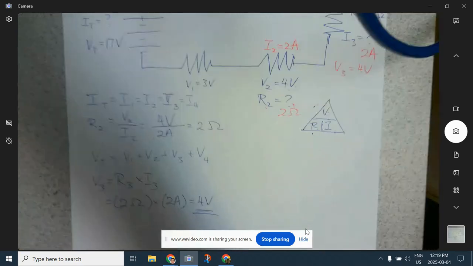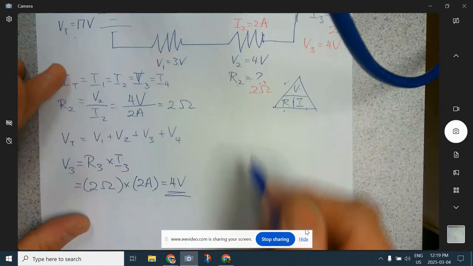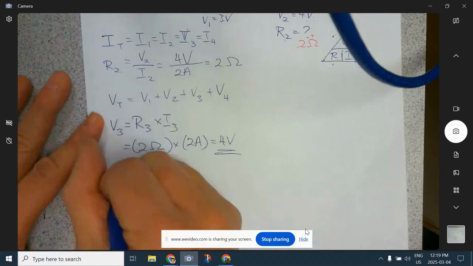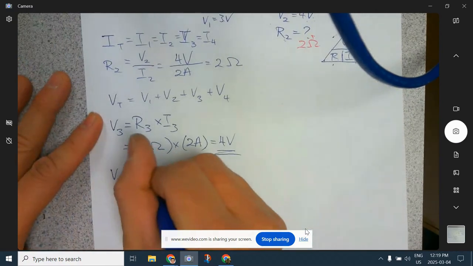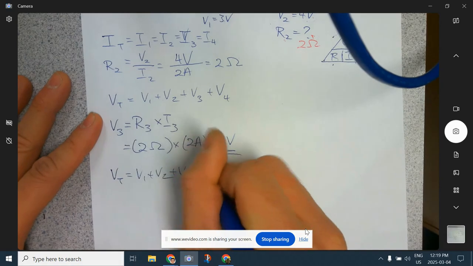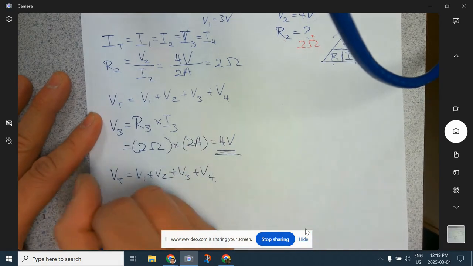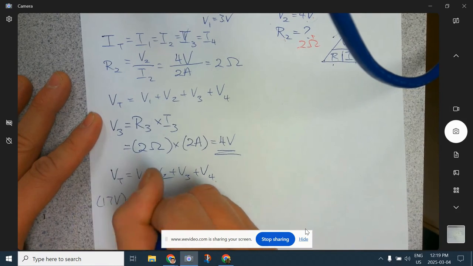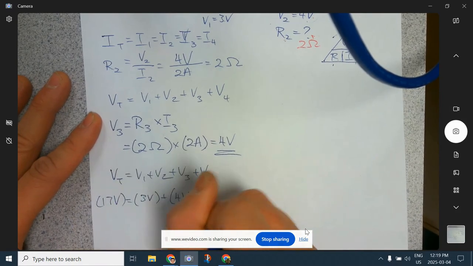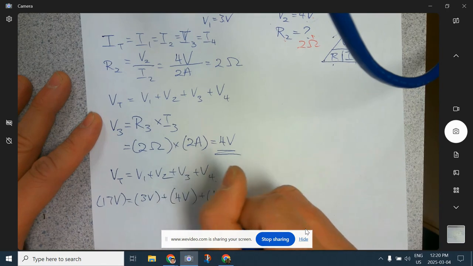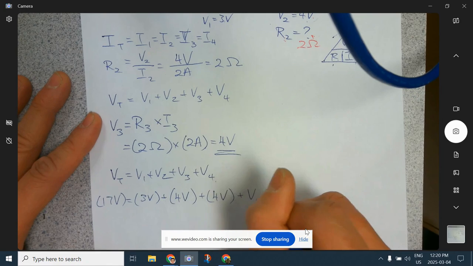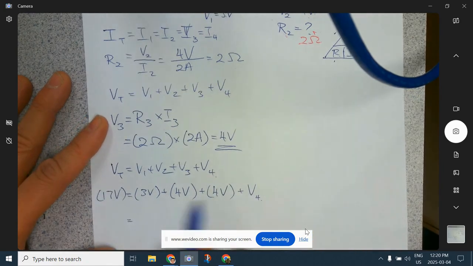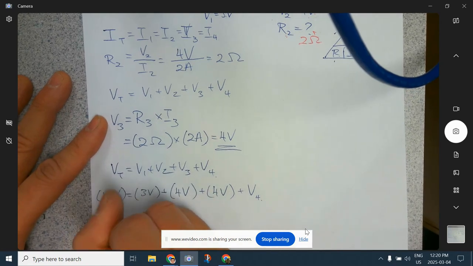So in this case, we're going to go back now. V total equals V1 plus V2 plus V3 plus V4. So V total is 17 volts. V1 is 3 volts. V2 is 4 volts. V3, we figured it out just now, is 4 volts. So let's add all these up together. 3 plus 4 is 7. 7 plus 4 is 11. So 11 volts plus V4 gives you 17 volts.